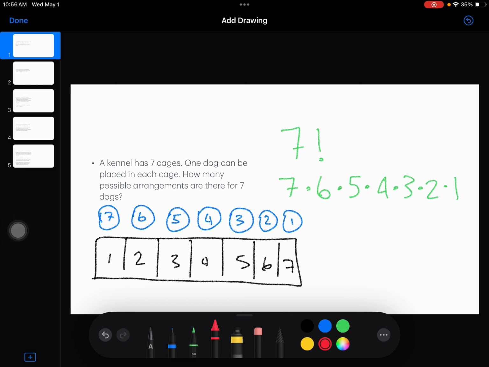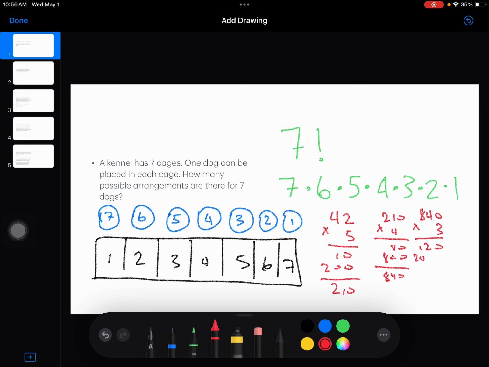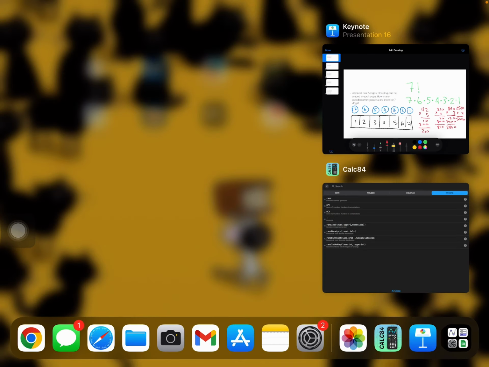Now we can do this by hand. 7 times 6 is 42. 42 times 5 is 210. 210 times 4 is 840. 840 times 3 is 2520. And finally, 2520 times 2 gives us 5,040. But of course, that's why we have calculators.